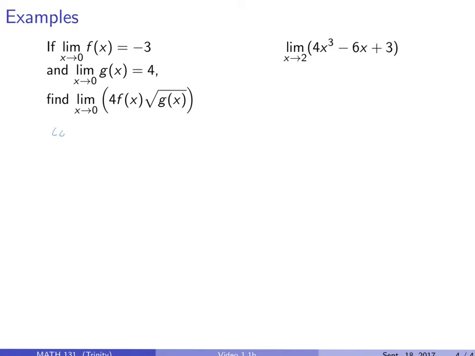So first, I can use the constant multiple rule to pull the 4 outside of the limit. So we end up with 4 times the limit as x approaches 0 of f of x times the square root of g of x. Next, I can use the product rule to separate the functions f and g. So I end up with 4 times the limit as x approaches 0 of f of x times the limit as x approaches 0 of the square root of g of x.